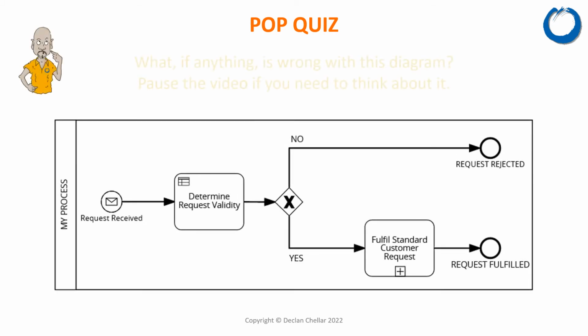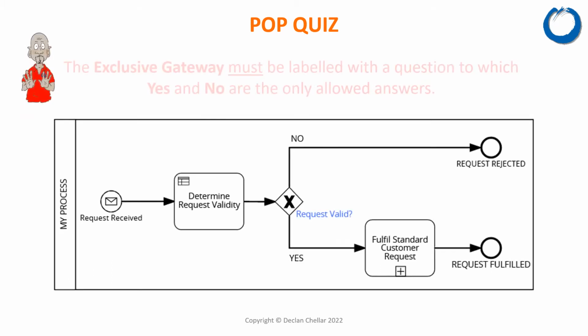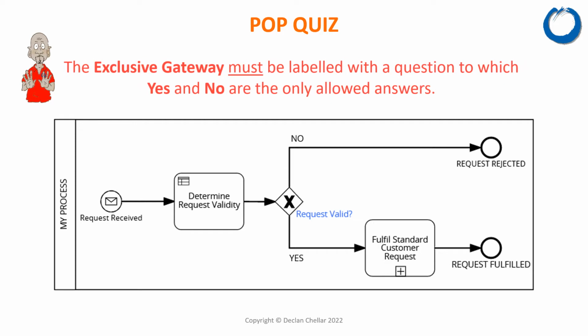What, if anything, is wrong with this diagram? Pause the video if you need to think about it. The exclusive gateway must be labelled with a question to which yes and no are the only allowed answers.